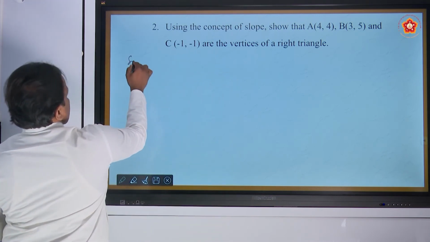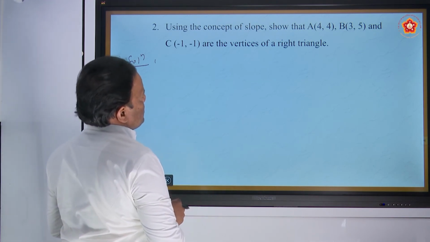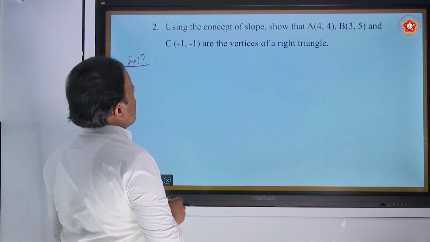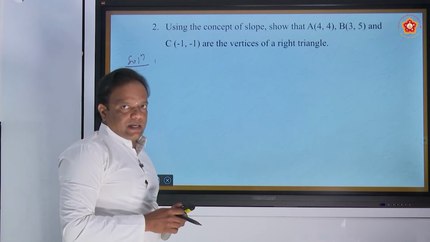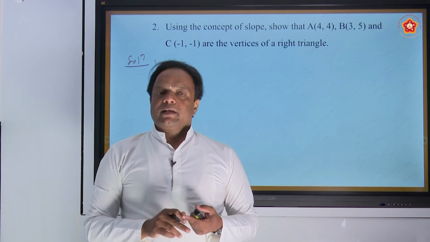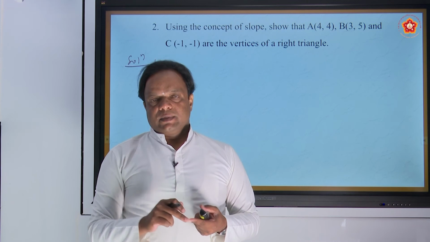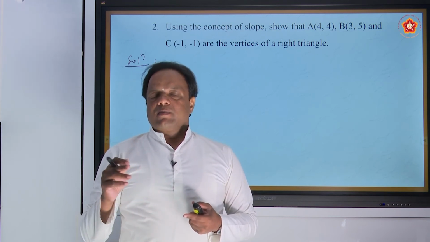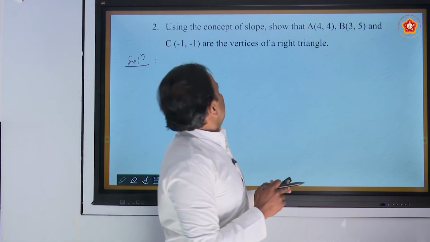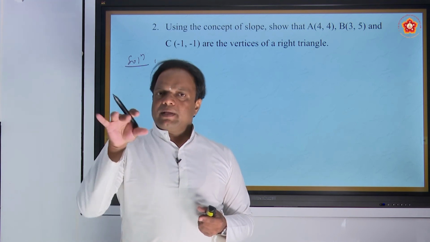Using the concept of slope, show that A 4, 4, B 3, 5 and C minus 1, minus 1 are the vertices of a right angle triangle. Don't use the Pythagoras theorem here. How can you prove it if the vertices are given using Pythagoras theorem? Hypotenuse square is equal to the sum of squares of the other two sides. But here it is clearly mentioned to use the concept of slope. Using the concept of slope, we have to show that the three vertices form a right angle triangle.